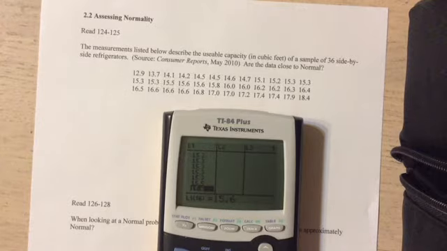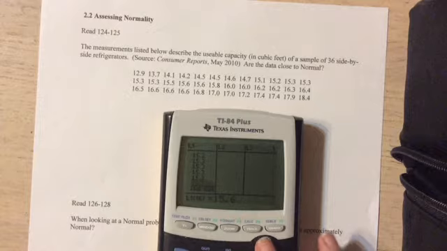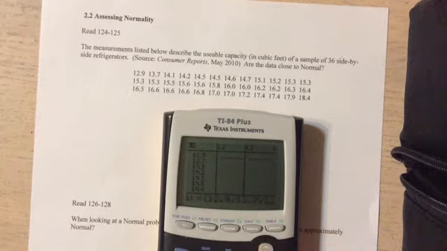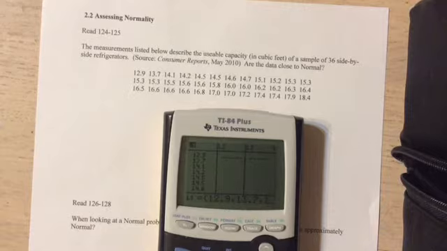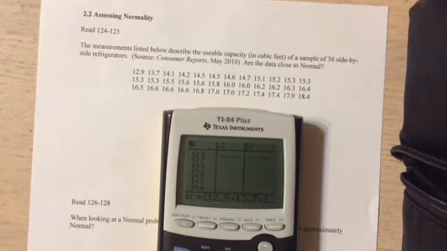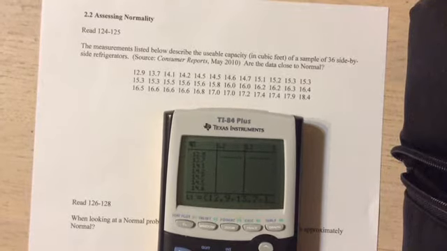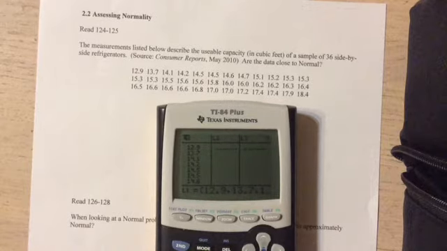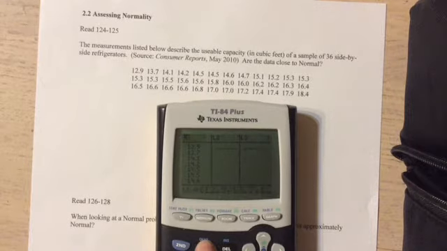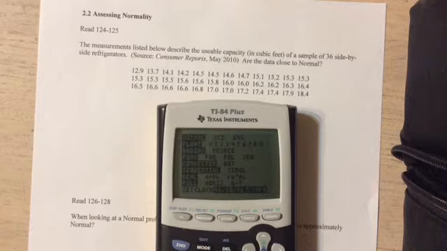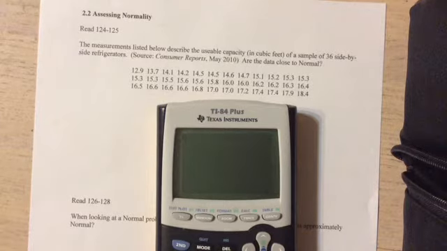Okay, great. Now that you have all of the data entered in, we want to let the calculator draw the histogram so we can see if the graph is normal. So go ahead and hit your blue button, which is your second button, and then the mode button, which will quit you out of the list, and then clear the home screen.